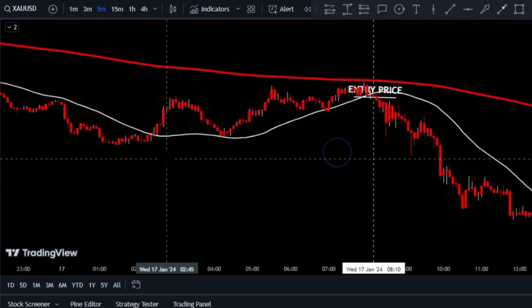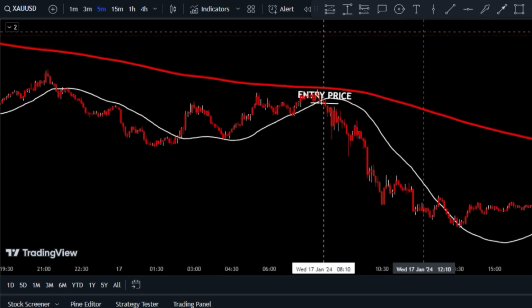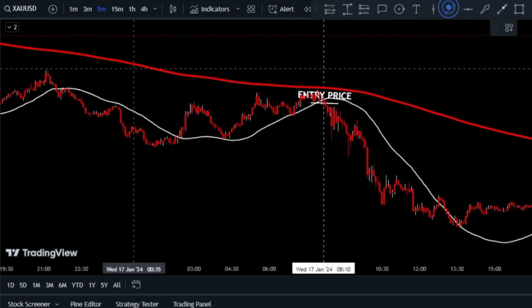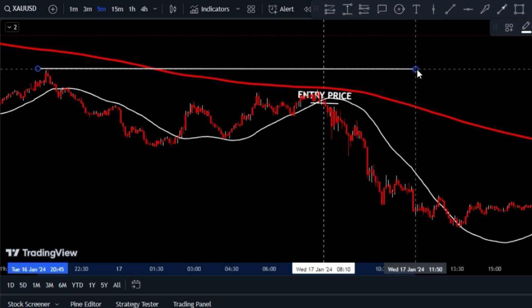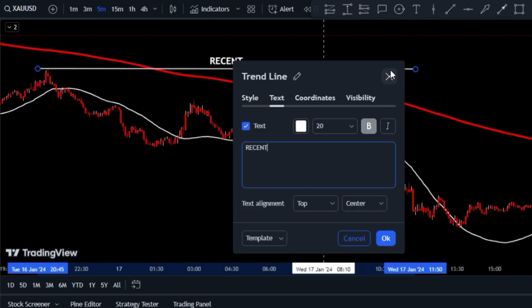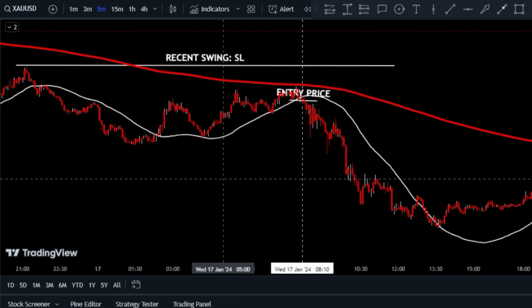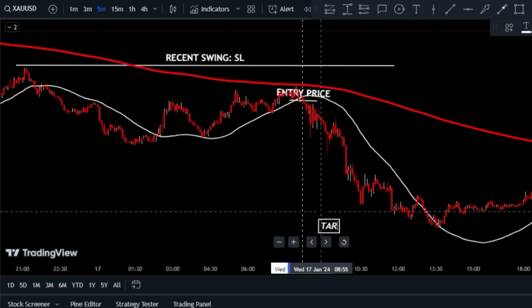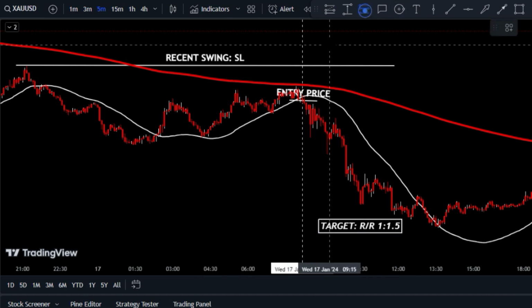Next, to manage risk and capital, set your stop loss slightly above the recent swing highs. And finally, the best step for exiting a profitable trade is to use a risk-reward ratio of 1 to 1.5.